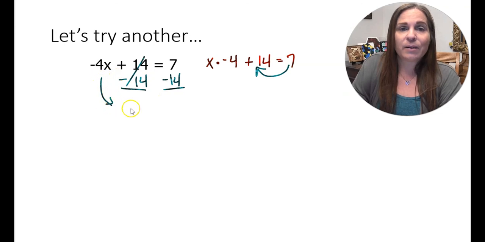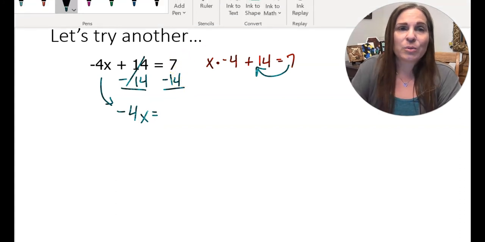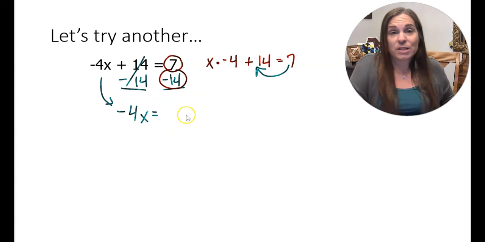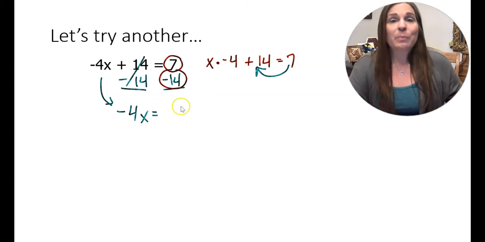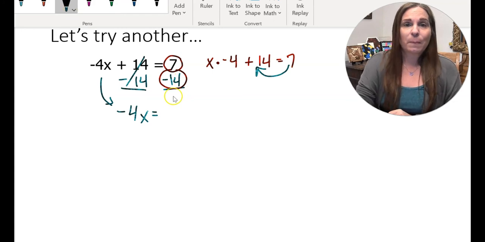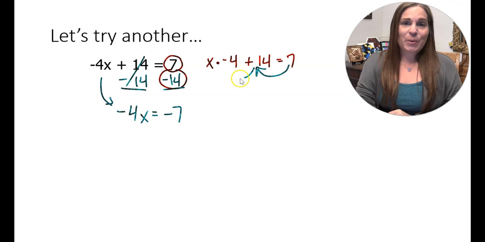I'll bring down my -4x. 7 minus 14 is the same thing as if you were going to add 7 and -14, right? 7 minus 14 is the same thing as 7 plus a -14. So that equals -7. All right, so now I have to go back another step and undo.